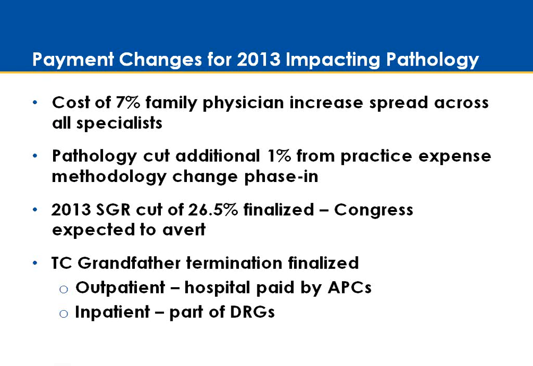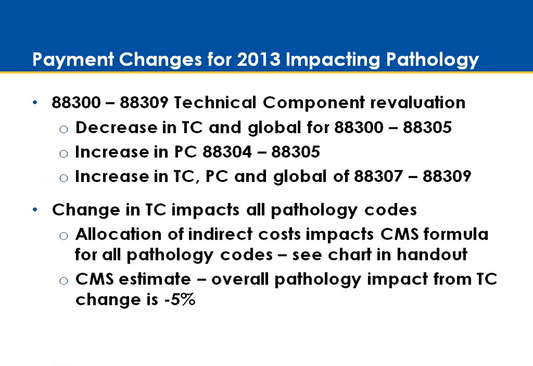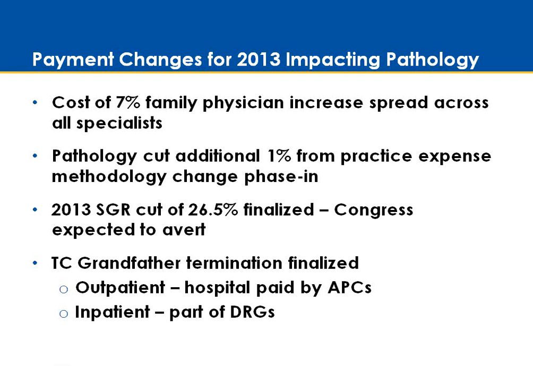The overall impact for pathology is a loss of about 6%, and that number is calculated on the basis of an average practice doing an average number of specimens in all the various pathology codes. Now, nobody is average. If you do a lot of TC work, or any TC work, you're going to receive some impact from these changes in valuation. Okay, next slide.